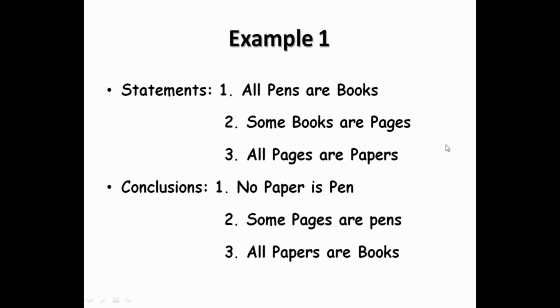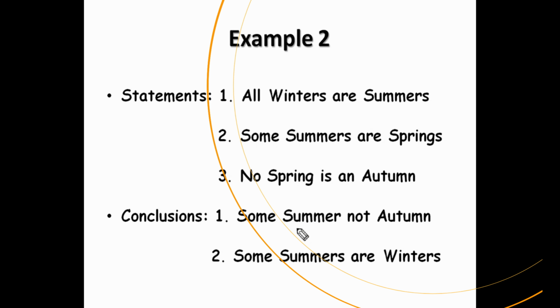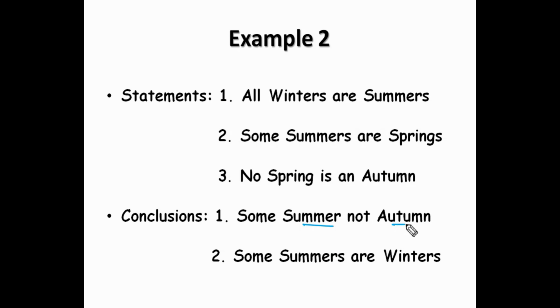Next example. First conclusion: some summers are not autumn. Summer and autumn: to get the relation between summer and autumn, see the second and third statements. Spring is common. Summer is here, autumn is here. So by combining these two, we can get the relation between summer and autumn.